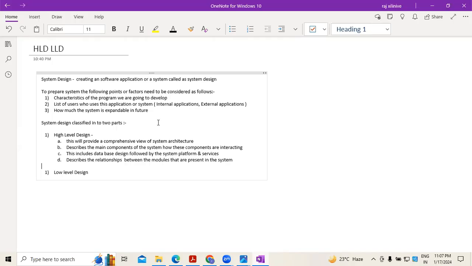Understood? Clear? Ramakrishna and Aishwarya, clear? Yes, sir, clear.